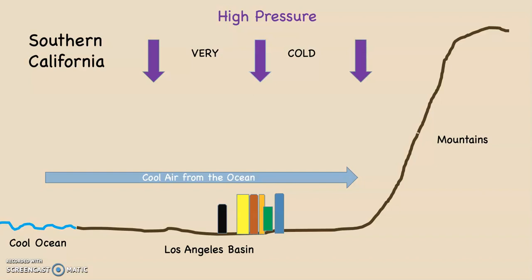That high pressure is also the thing that gives Southern California its quintessential blue skies. It's the reason in Southern California we live most days of the year under blue skies. It's because we sit under high pressure most days. But as that air is coming down, it's warming up en route to the ground.